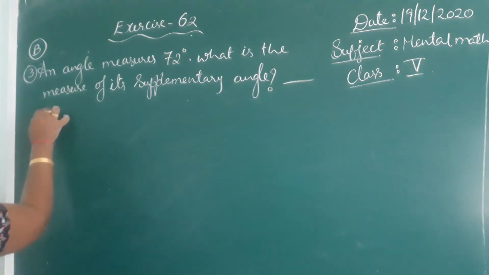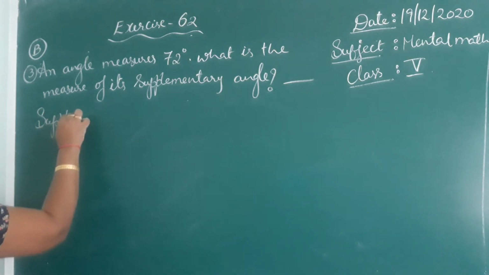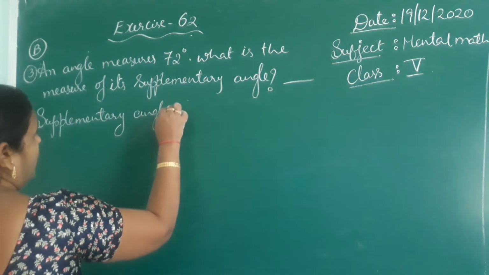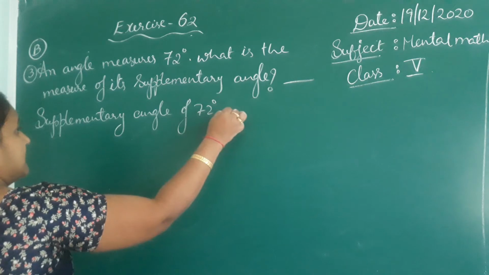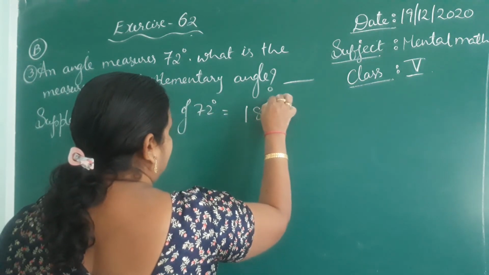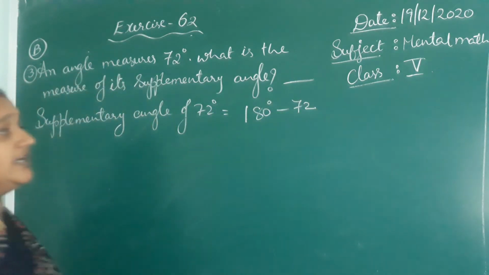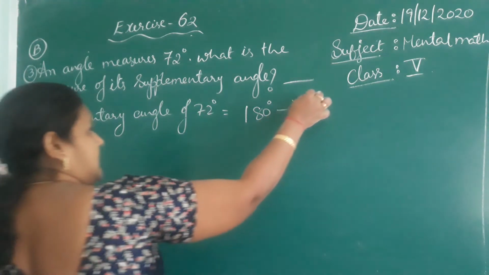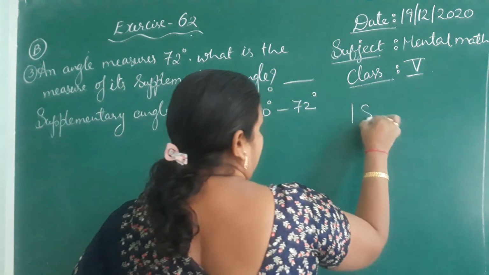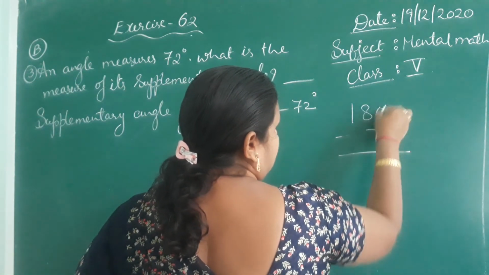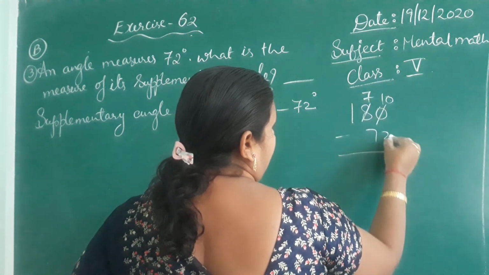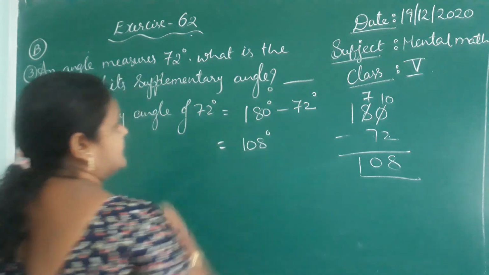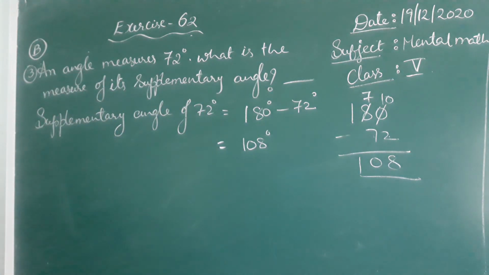Here to find the supplementary angle of 72 degrees, it is nothing but 180 degrees minus 72. Then you will get the other angle. So 180 minus 72. Here 0 minus 2 is not possible, so 10 minus 2 is 8, 7 minus 7 is 0, 1. So it's nothing but 108 degrees. Next.